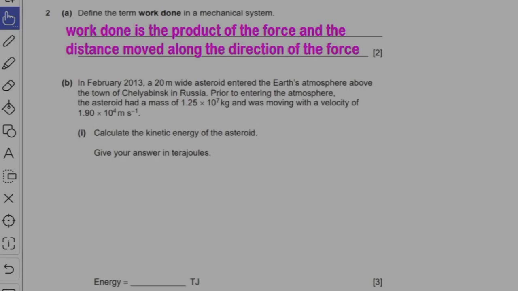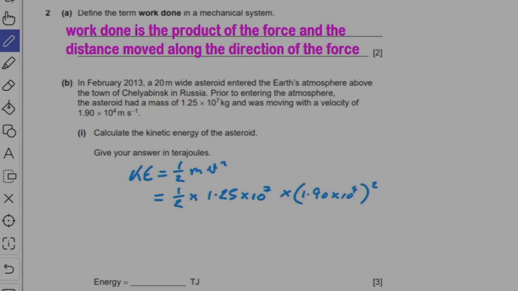Okay, so we're looking for kinetic energy here. Very, very straightforward stuff. We're filling in our kinetic energy equation. So the kinetic energy of a moving object is a half times its mass times its velocity squared, half mv squared, and filling that in from the values they've given us, we can sub in now. And so we've got a half times the mass, which is 1.25 times 10 to the 7, times v squared, and v was 1.9 times 10 to the 4, and then we square that after putting it in. So we need to bump that through our calculator now.